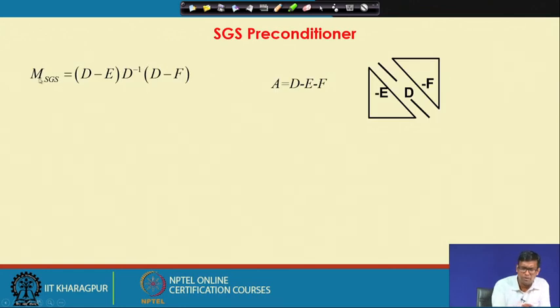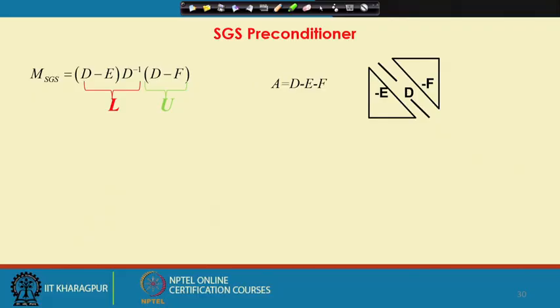If we look into the M matrix, where M inverse A, that is A = M - N, the M matrix obtained from SGS is (D - E) D inverse (D - F), where D - E is a lower triangular matrix. D is a diagonal, so D inverse is a diagonal. So, this is a lower triangular times D - F, which is an upper triangular matrix. So, M_SGS, if we use symmetric Gauss-Seidel, that is symmetric successive over relaxation with omega equal to 1, we get an M matrix which is of LU form.